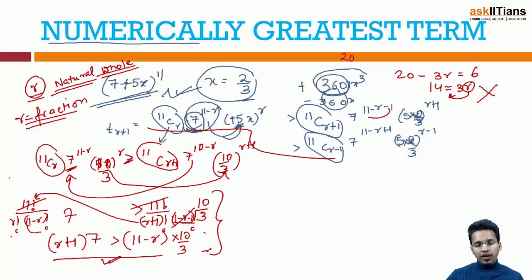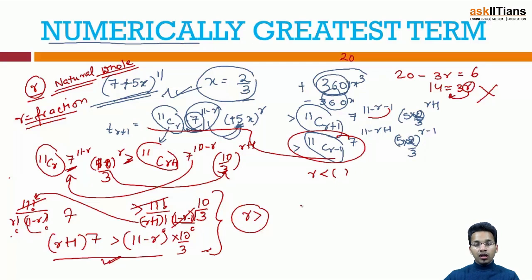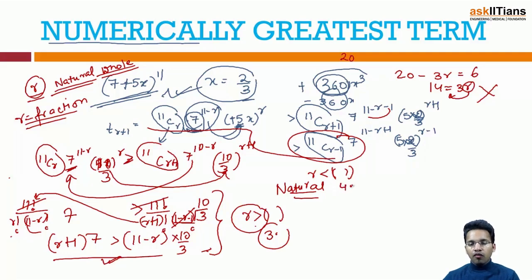Similarly here, you will get r is greater than some number, and from the second inequality you will get r is less than some number. Now this will be a fraction, this will be a fraction. Between these two fractions, whatever natural numbers are there will form the possible answers. For example, suppose you're getting r greater than 3 point something, and r less than maybe 4.8. After solving, I don't know what you will get, but for example, you get like this.